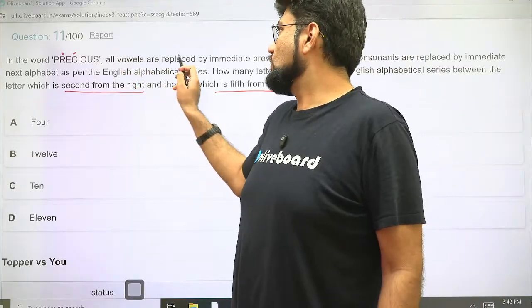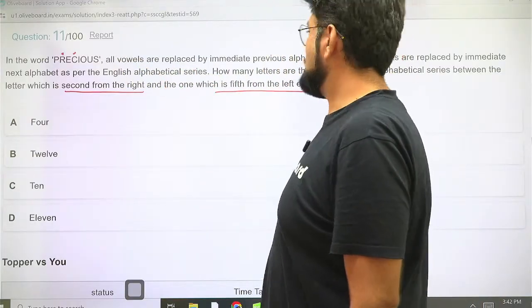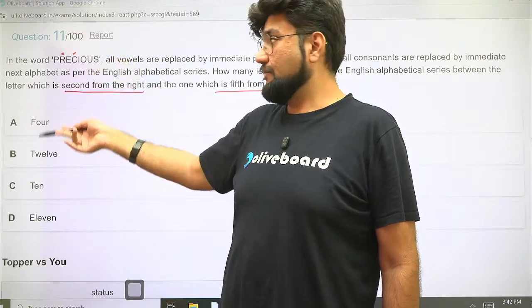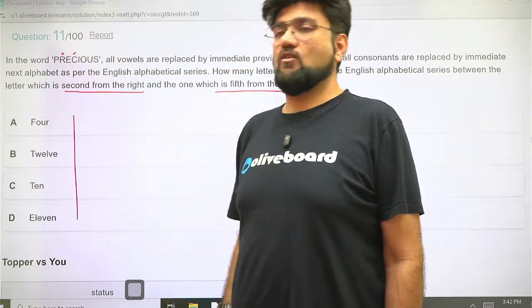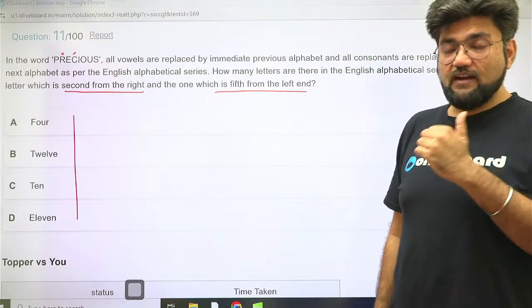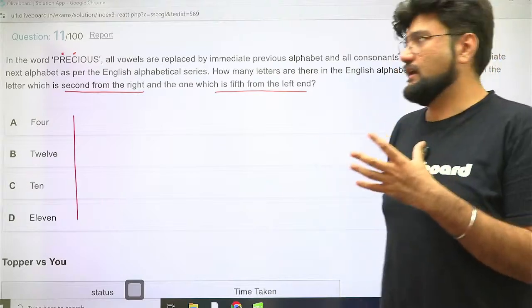Then they will read that, okay, consonants are replaced by immediate next alphabet. So plus one, they will solve it. They will find how many letters are there between them. You're lucky enough that that option is not here. So at least you are saved from marking the incorrect answer. Otherwise, if you would have found that option here, you would have marked it and moved ahead.